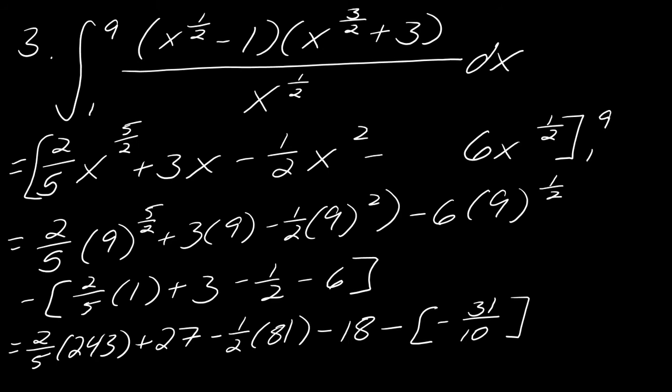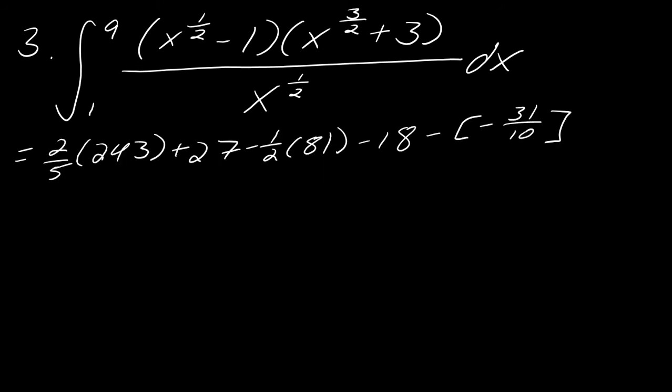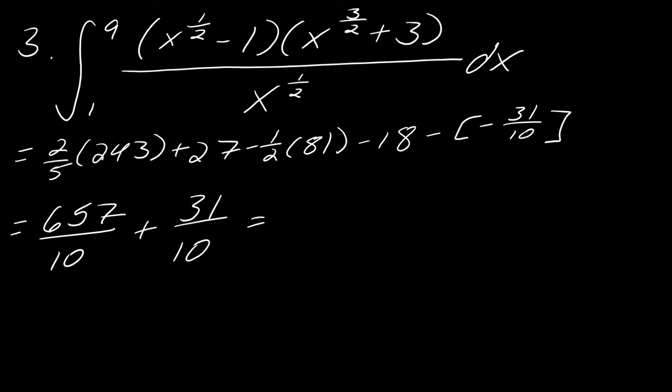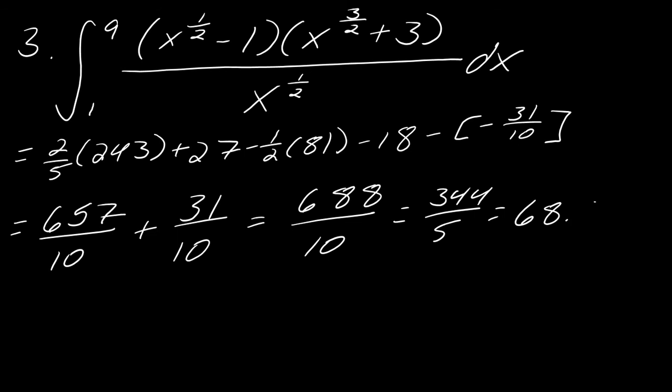Okay, so let's see. Now if I finish this, let me clear a little more space. If I want to keep it all in a fractional form, this will work out to be 657/10 plus 31/10. So then that's going to be 688/10. And so then you can either reduce that to 344/5, or if you just went for the decimal form, that would be 68.8. So tomato, tomato, whichever way you did that.